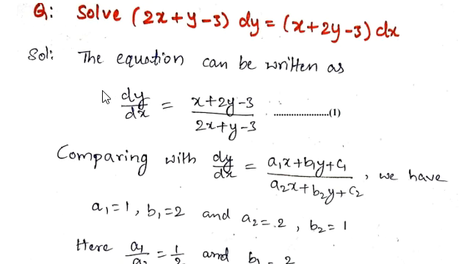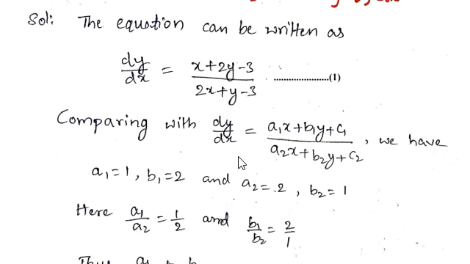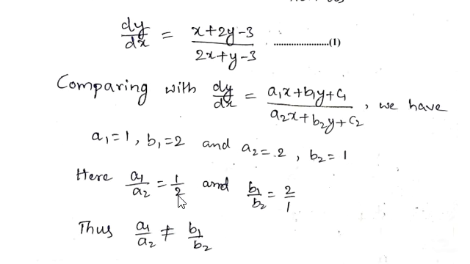When you compare the given equation with this standard form, in the place of a1 we have 1, b1 we have 2, and c1 is minus 3, which is not required here. And a2 is 2, and b2 we have 1. Here a1 by a2 is 1 by 2, and b1 by b2 is 2 by 1. So if you observe, a1 by a2 is not equal to b1 by b2.